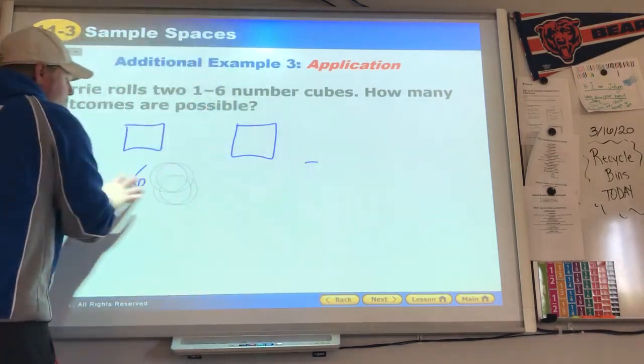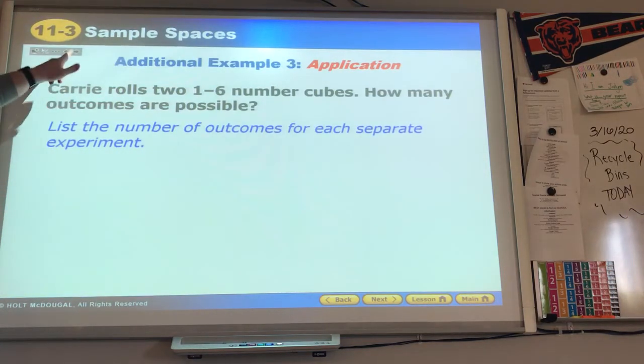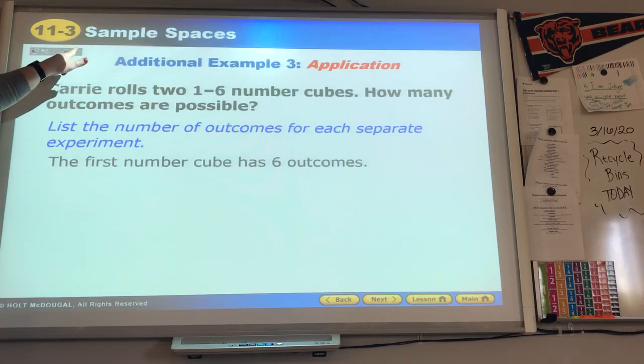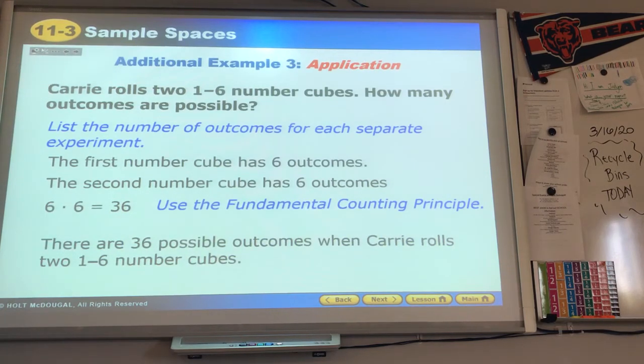Let's see how they approach it. Okay. List the number of outcomes for each separate experiment. The first numbered cube has 6. The second has 6. So we use that counting principle. There's 36 outcomes. There are 36 possible outcomes when Carrie rolls the numbered dice 1 through 6.